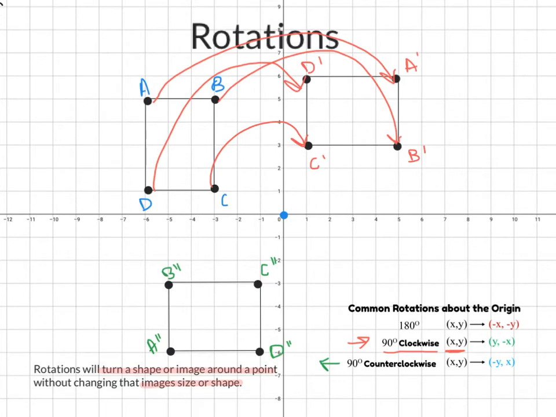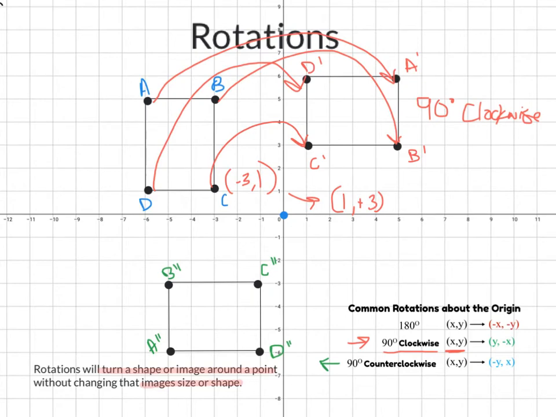If I looked at C, point C here is at the ordered pair of negative 3, 1. That means I need to switch them and make them 1, negative 3, and then do the inverse sign. So 1, positive 3. And if I take a look from my origin, over 1, up 3, I'm here at C prime. And I would do that with all of my points. And this, A prime, B prime, C prime, D prime, is a 90-degree clockwise rotation.